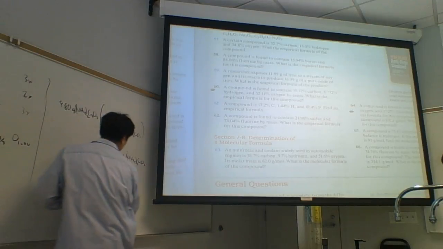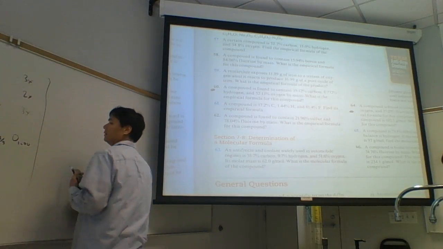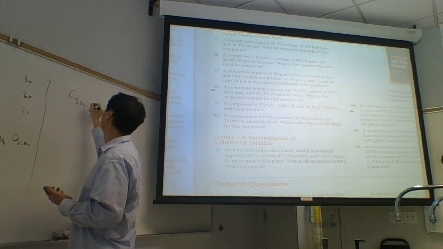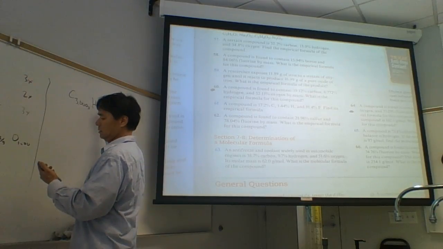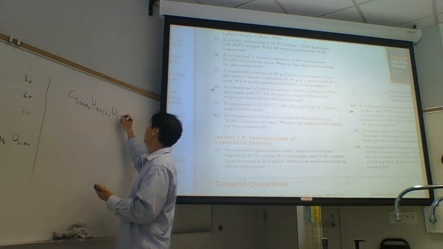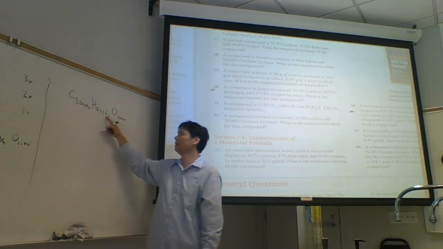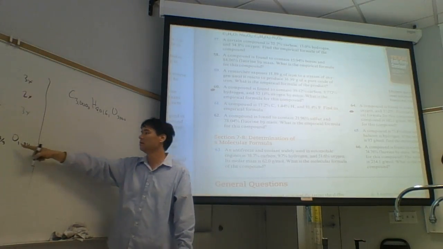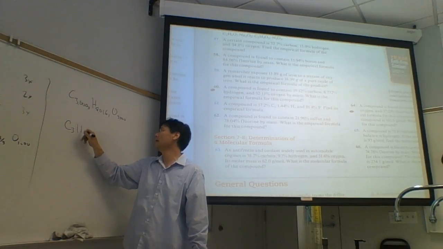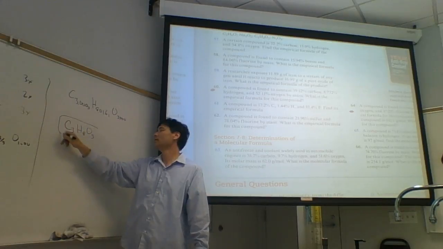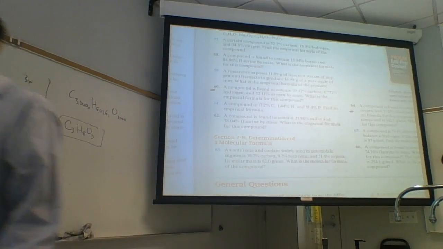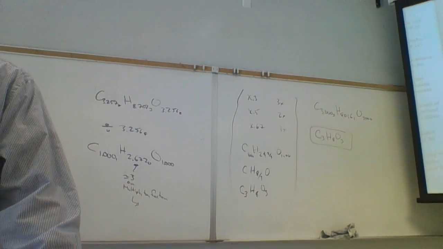So I'm actually going to multiply it out. I'm going to get C 3.0003, H 8.0161, O 3.000. So I multiplied each of those numbers by 3 because I see it's this type of fraction. And then I'm going to round it, and so this is going to come out to C3H8O3. This would be the empirical formula.